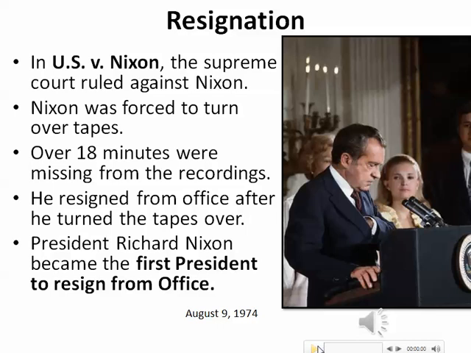Here's part of his speech. "I shall resign the presidency effective at noon tomorrow." So before he could be impeached, he resigned from office.